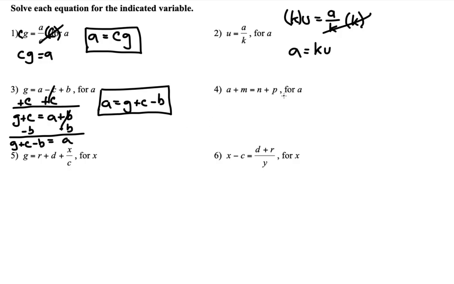For problem 4, it's asking us to solve for a, and I have a plus m. The opposite of plus m would be to minus m. So if I minus m, these are going to cancel. But I obviously can't do it to one side of the equation. That's not in balance. So I'd have to do it to both sides. So I end up with a equals n plus p minus m. And there's my literal equation for a expressed in terms of the other variables.